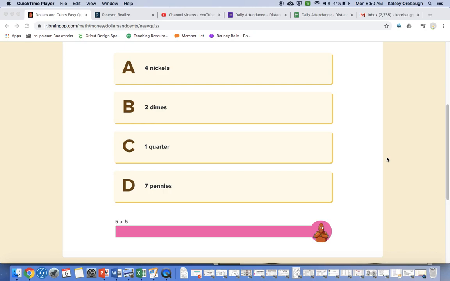Okay, so we were on D. D says 7 pennies. We know that 1 penny is worth 1 cent, so 7 pennies would be worth 7 cents. All right, so to review, we have 4 nickels worth 20 cents, 2 dimes worth 20 cents, a quarter worth 25 cents, and 7 pennies worth 7 cents. So our quarter is worth the most.